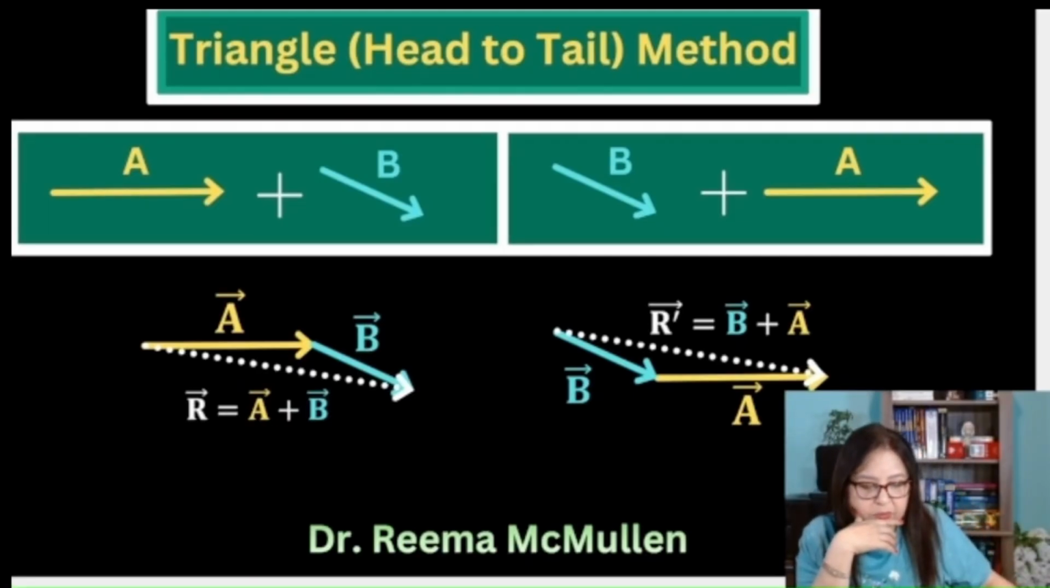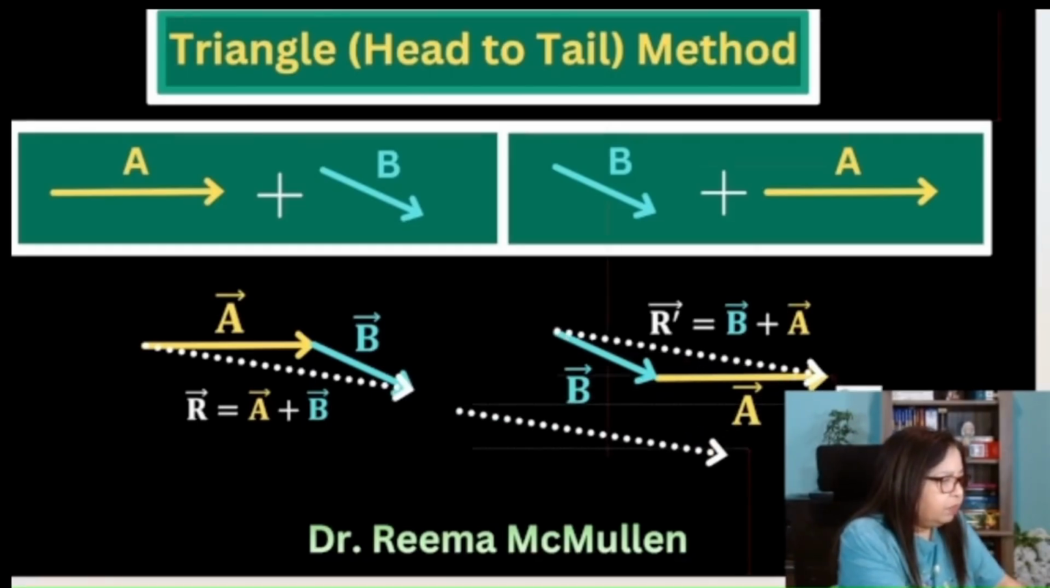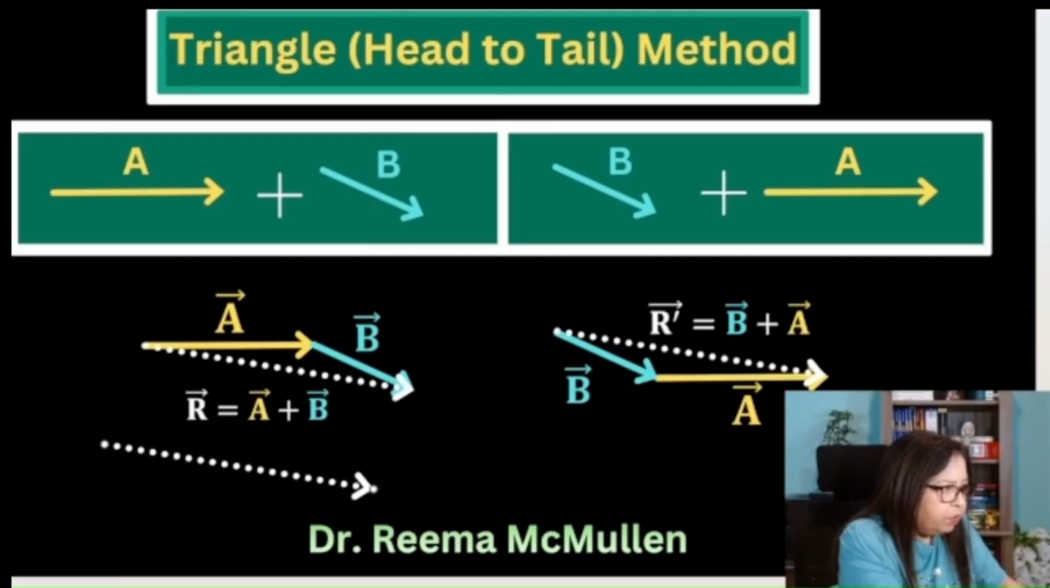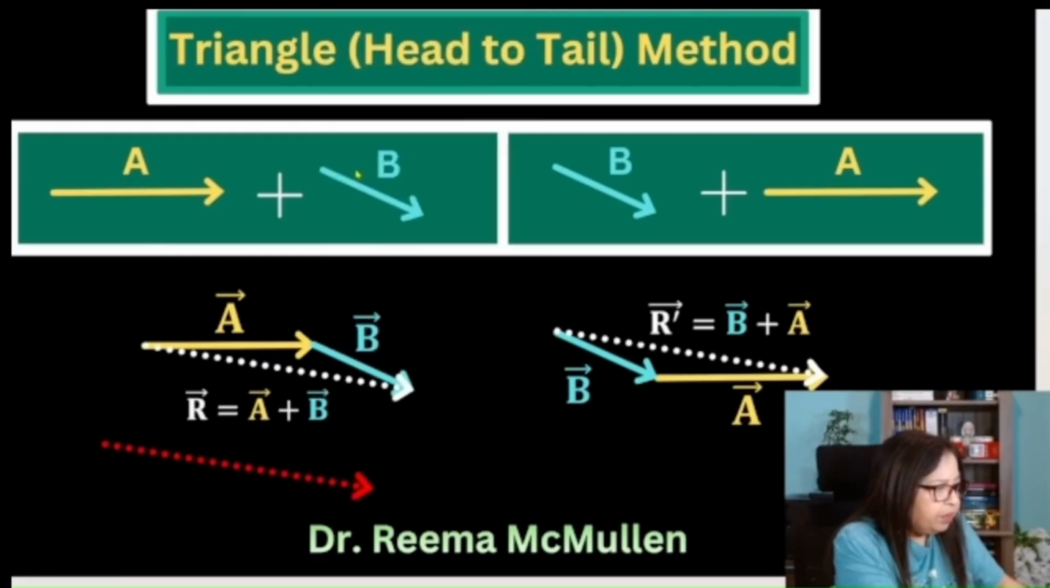Let's see. We're going to take vector R prime and make its copy. Okay, here's what I did. I made a copy of vector R prime. Now let's go ahead and change its color. Why not? Make it red.